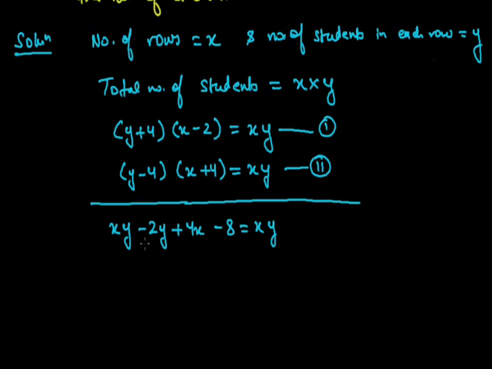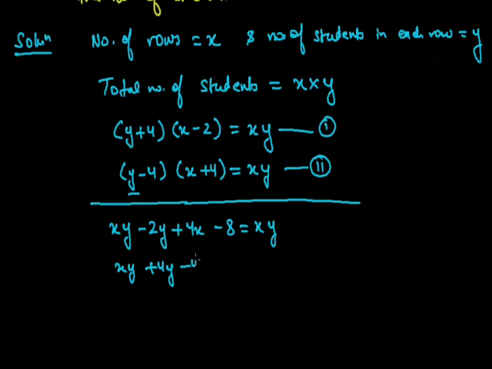In the same way, for the second equation we will do the multiplication. First we multiply y with x plus 4, so we will get xy plus 4y, and accordingly we will multiply this minus 4 with x plus 4.